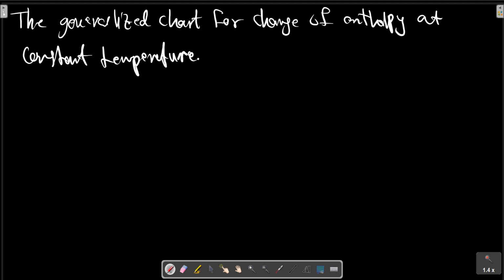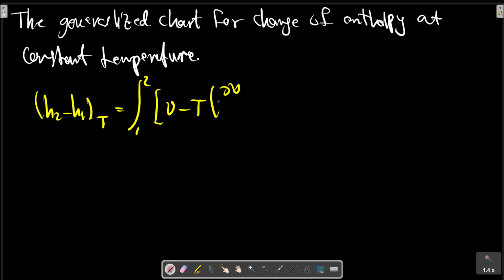In section 44, equation H2 minus H1 at constant temperature was expressed as this relation. This equation is appropriately used when a volume explicit equation of state is known.